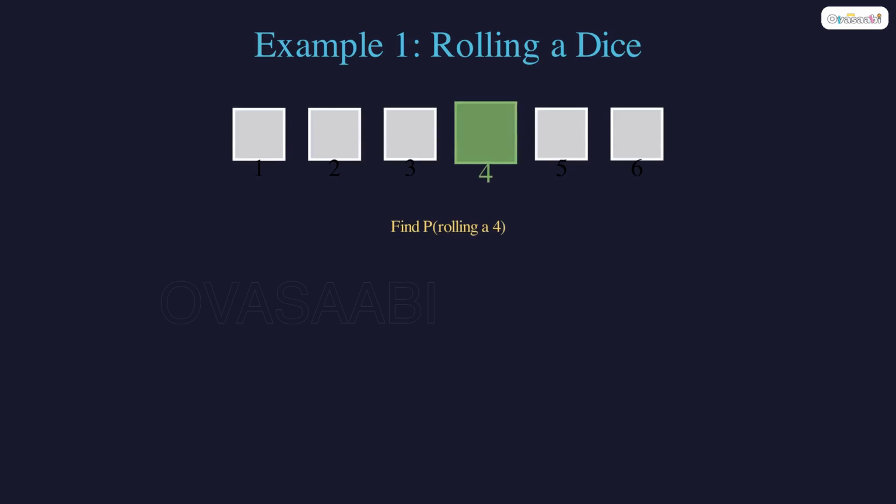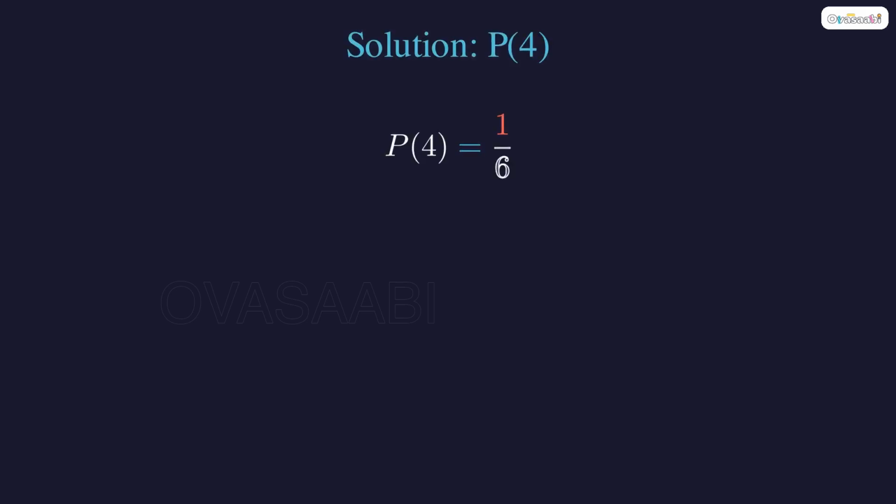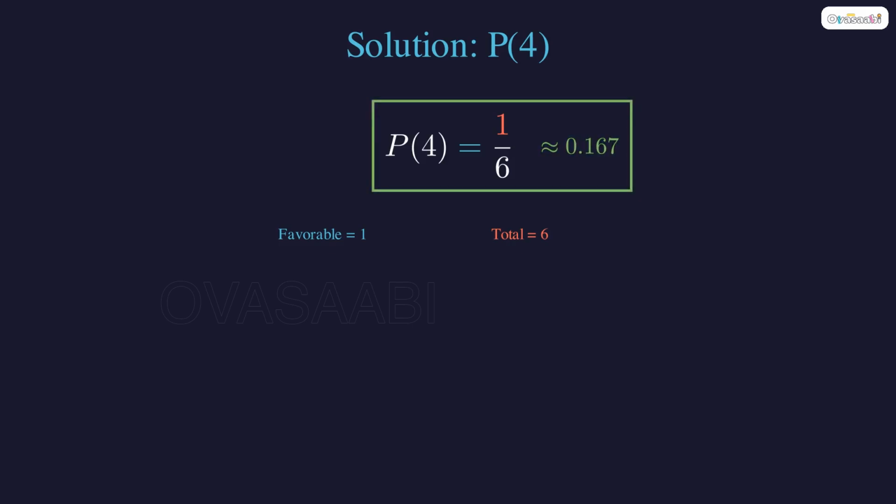Example 1. A dice has 6 faces numbered 1 to 6. What is the probability of rolling a 4? First, identify favorable outcomes. Rolling a 4 is just one outcome. Total possible outcomes are 6. Using our formula, probability of 4 equals 1 divided by 6. So the answer is 1/6 or approximately 0.167.